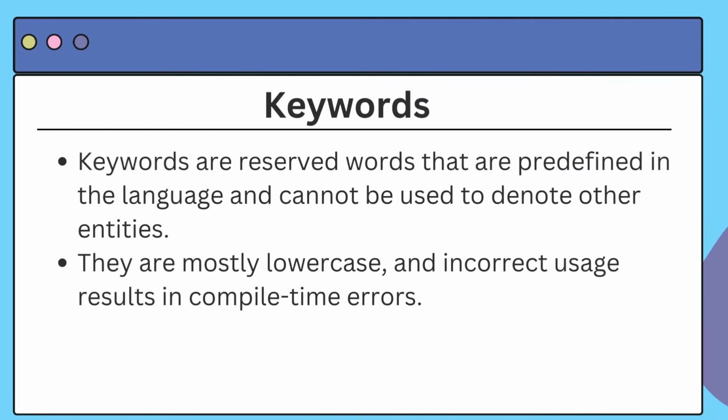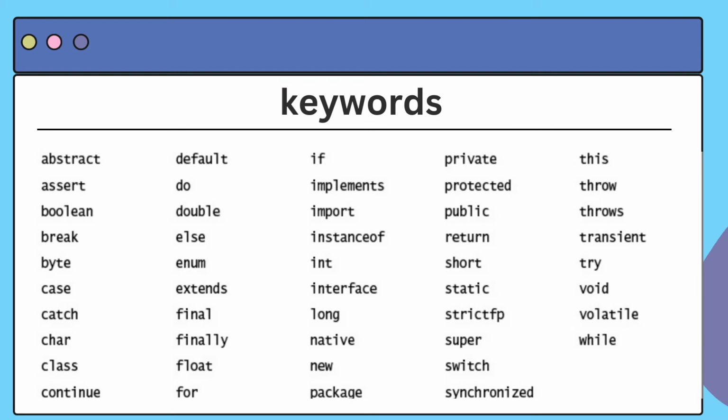Now let us understand what are keywords. So keywords are nothing but your reserved words that are predefined in the programming language, right? And cannot be used to denote other entities, right? So it is basically used by the compiler, right? And in Java, they are mostly in lowercase. And if you use them inappropriately, you will get the compilation errors, right? So here on your screen, you can see few of the keywords, right? And it might change further, right?